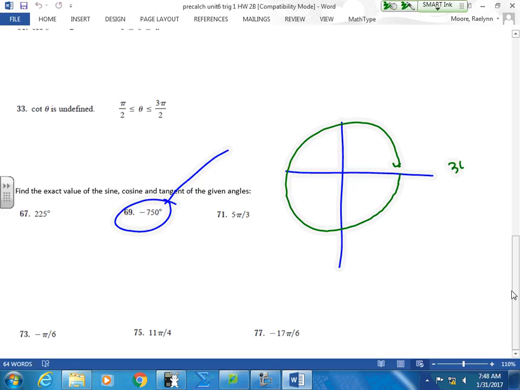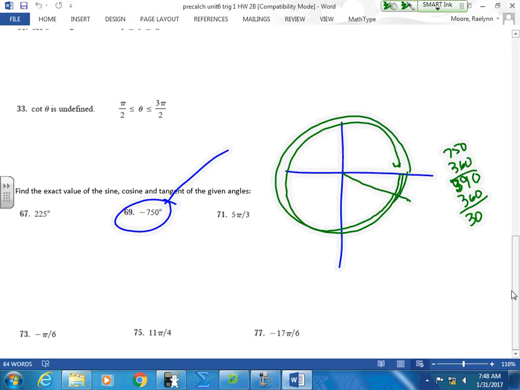So I got 360. Let me see how many 360s I can get out of 750. So I do this, and I get 390. That means, can I do another 360? So let me go again, to 360. And I have 30 left over, which means I'm coming down here 30 degrees. So what's my reference angle, Amani? 30 degrees. This guy right here.